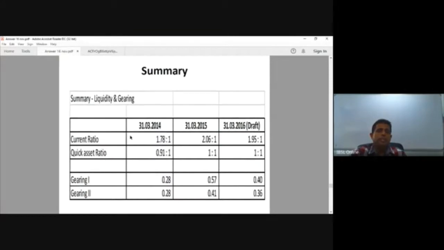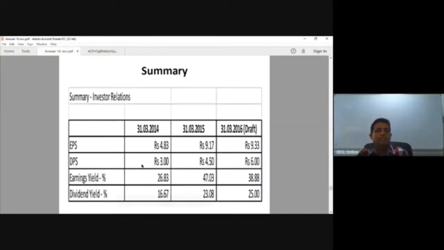Then liquidity and gearing. Liquidity is very acceptable, almost near norms of 1:2 and 1:1 as far as the current and quick asset ratios are concerned. The gearing ratios also suggest a very low geared company. There is a very high room for more lending because the company has materially relied on equity capital rather than debt capital. Therefore, as a bank, we can lend more.